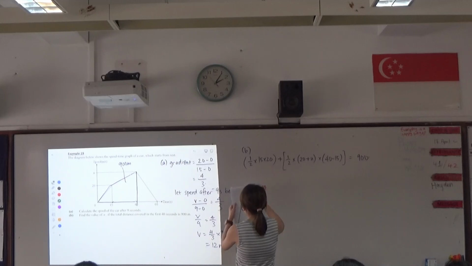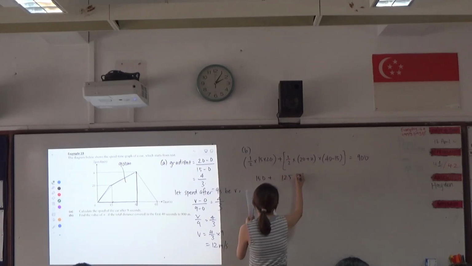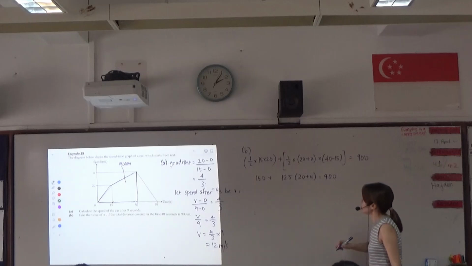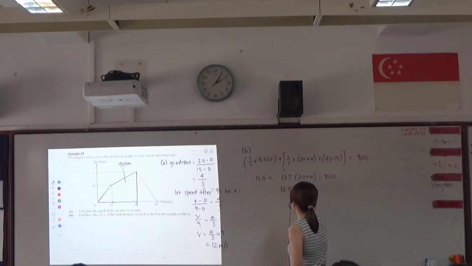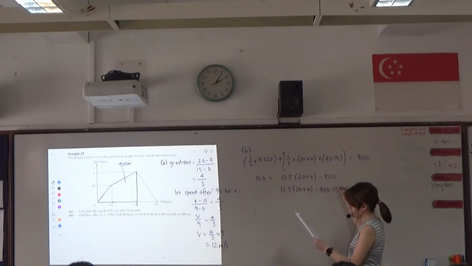So, let me get here. We will have 150 plus 12.5 times 20 plus U. So, 12.5 times 20 plus U equals 900 minus 150.